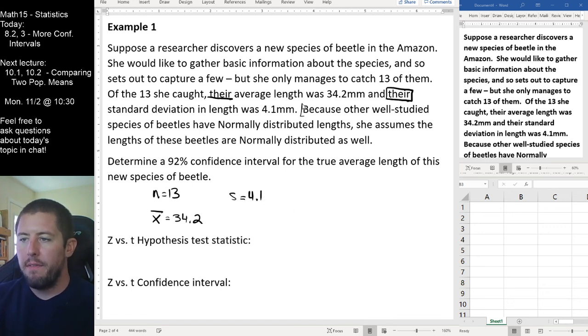What's up with this next paragraph here? Because other well-studied species have normally distributed lengths, she assumes the length of these beetles are normally distributed as well. Here's the deal. Since we have fewer than 30 individuals in our sample, we need to know that the underlying individual distribution is normal. If our sample size was 30 or more, and again, our sample size here is 13, it wouldn't matter what the underlying distribution is. So let me kind of just make this statement here. If n is greater than or equal to 30, underlying distribution doesn't matter.